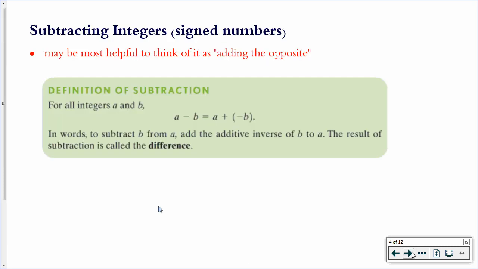Subtracting integers might be helpful here to think of it as adding the opposite. So anytime you see subtraction, right, if it's just two positive numbers, you could just subtract as you always have. But if there's anything confusing with negatives going on, you might want to think about the subtraction as addition of the opposite. Okay, let's see some examples so we can put it into action.